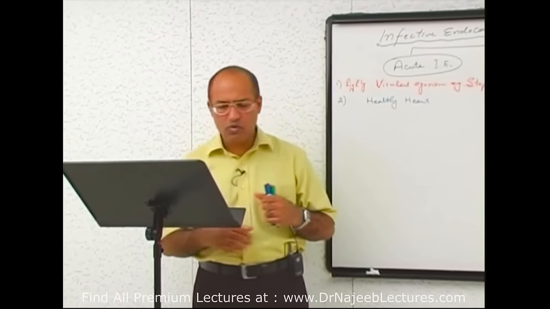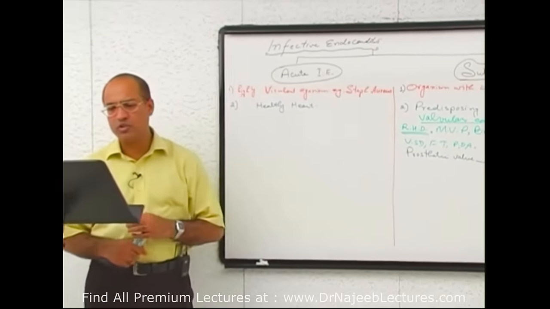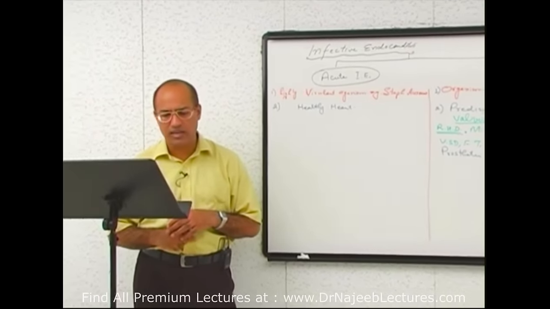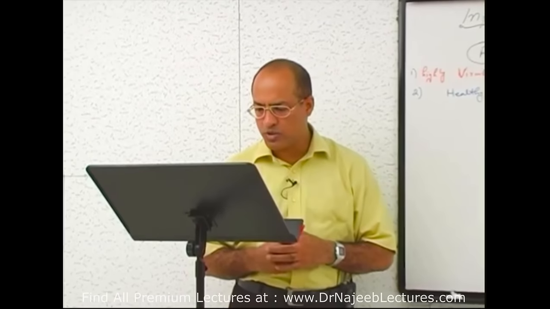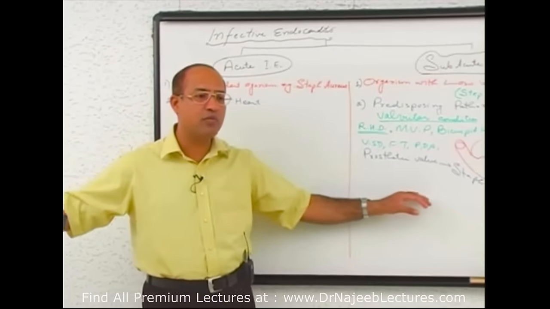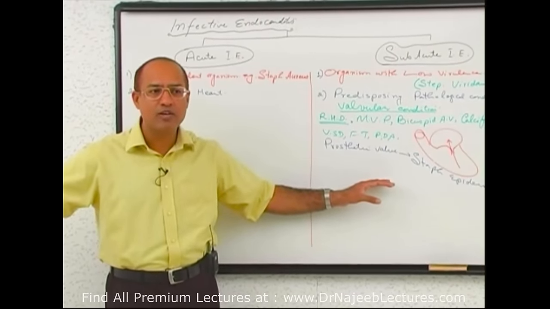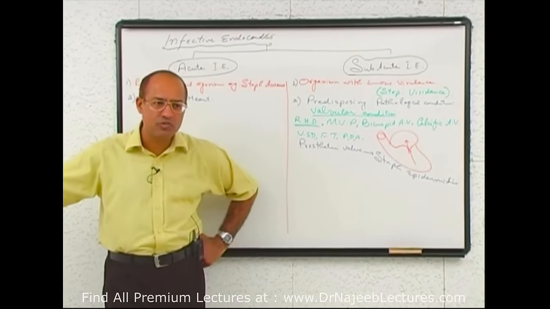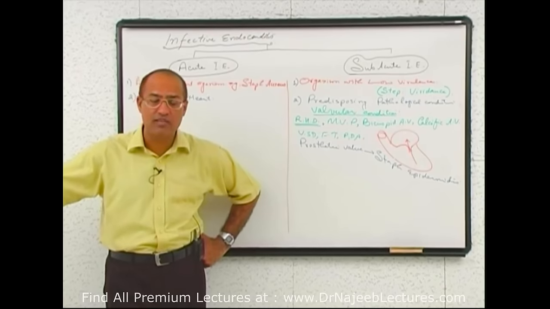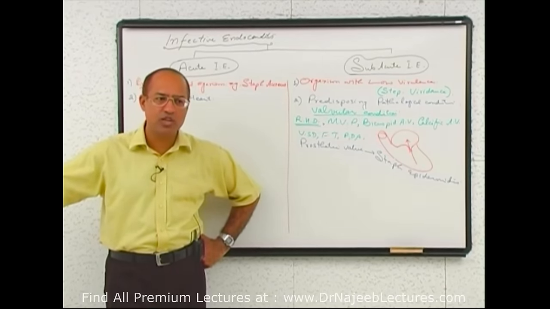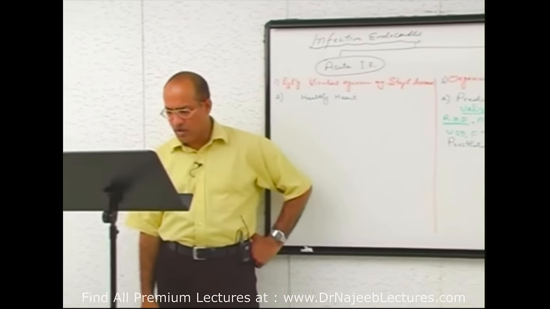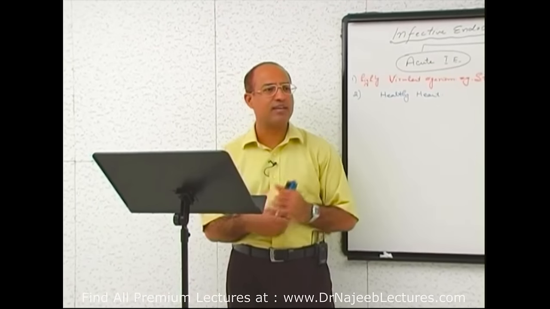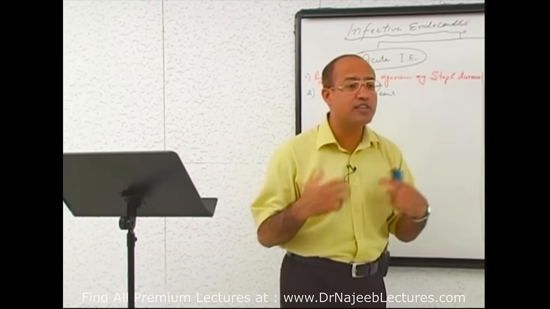Is there any question? Then while I'm talking about all these conditions which predispose the heart to infective endocarditis, there are some host factors which also predispose the heart. But before we go to the host factors, another interesting point is that regurgitant lesions are more vulnerable to infective endocarditis than stenotic lesions. A mitral stenosis patient has less chance to develop infective endocarditis, but a mitral regurgitation patient has more chance to develop infective endocarditis.